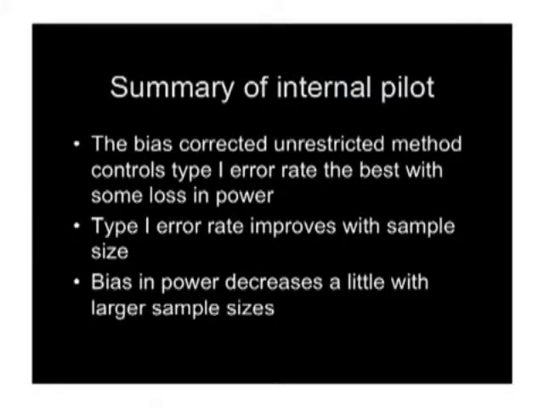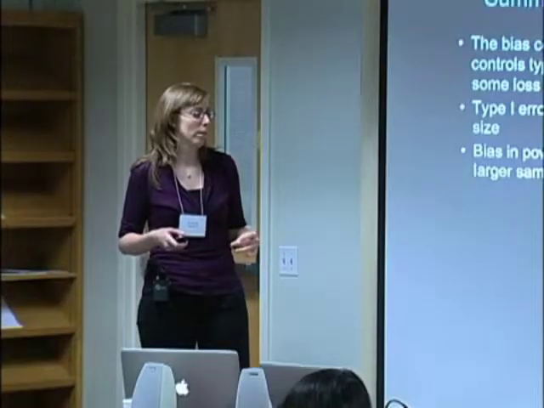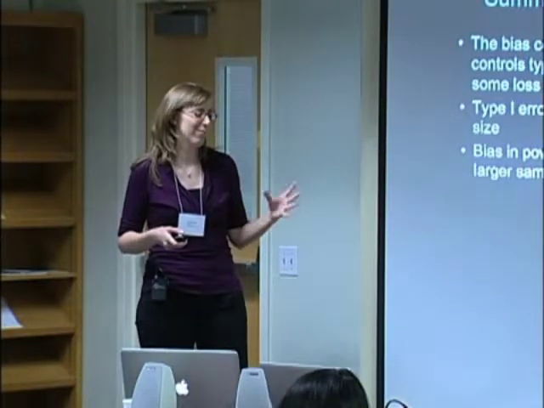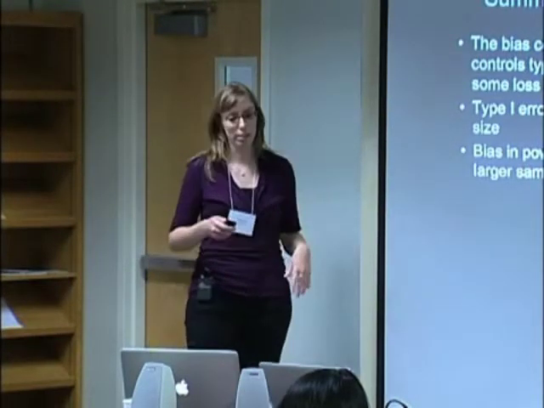So just to summarize that, with the bias-corrected unrestricted method, we can control the type 1 error rate, and there's some loss in power. And I didn't show this, but if you increase the sample size more and more, the type 1 error rate gets better and better, to the point where you don't need a bias correction at all. And the bias and power decreases a little with larger sample sizes, but especially not as quickly as the type 1 error rate.